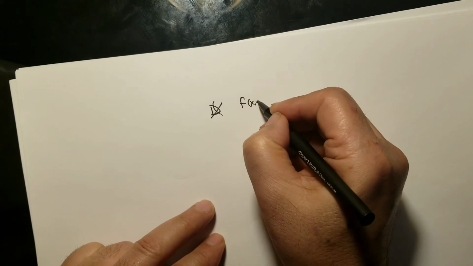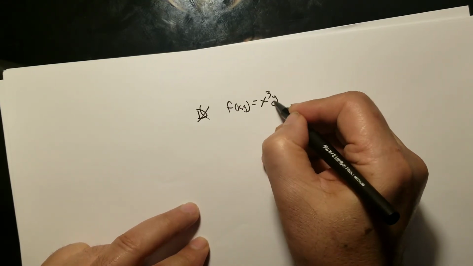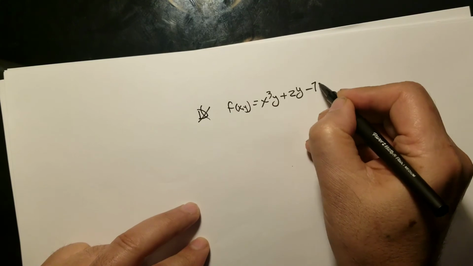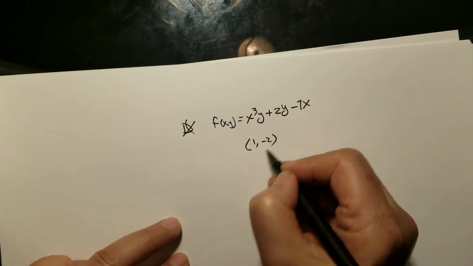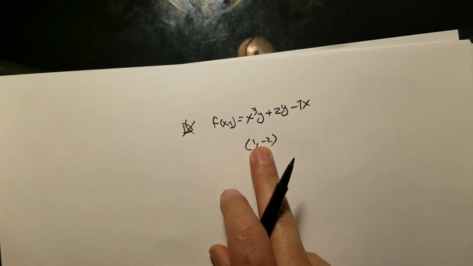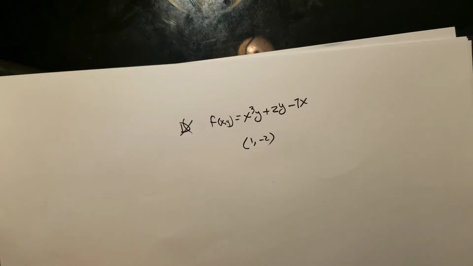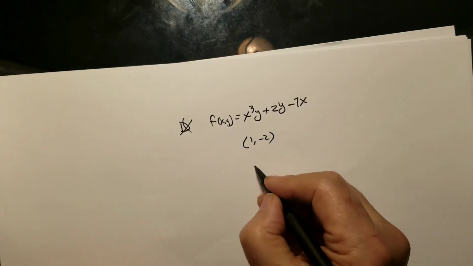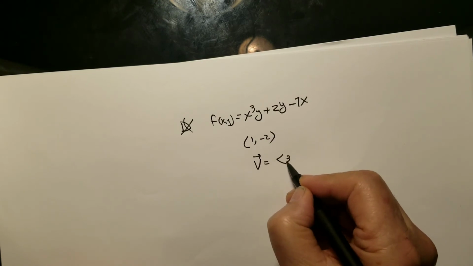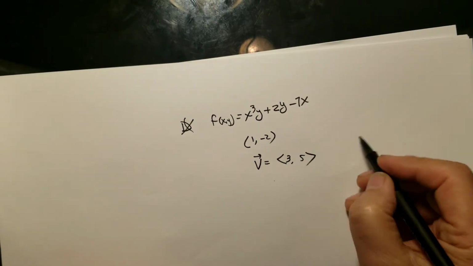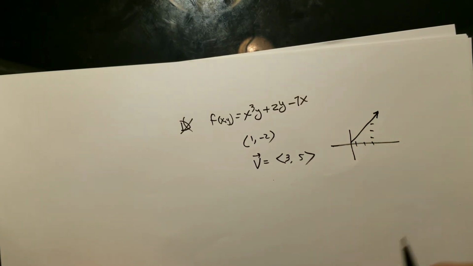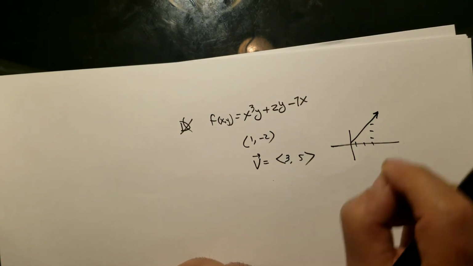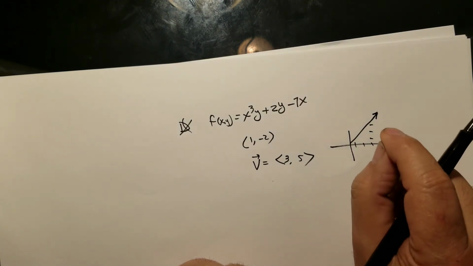That function is x cubed y plus 2y minus 7x. And at the point (1, -2), the painter is standing right there. I want to know, in the direction of this vector, which is (3, 5), what does that 3 and 5 mean? It means 1, 2, 3 and 5. In this direction, is the painter painting my spherical tank going up or going down, and at what rate?